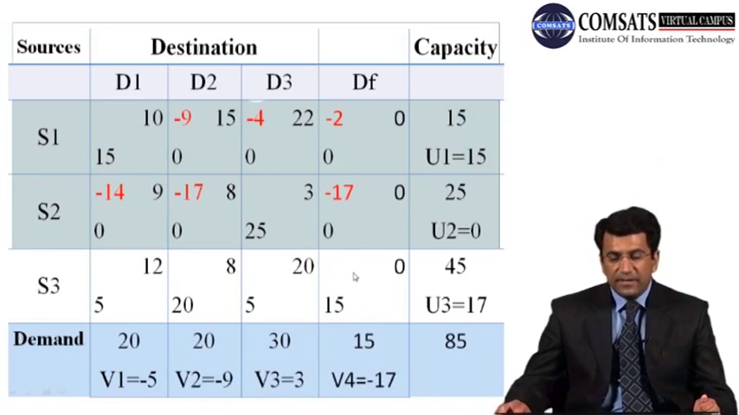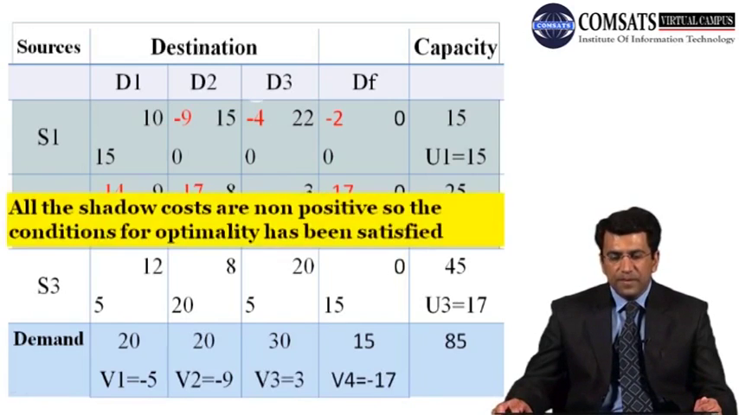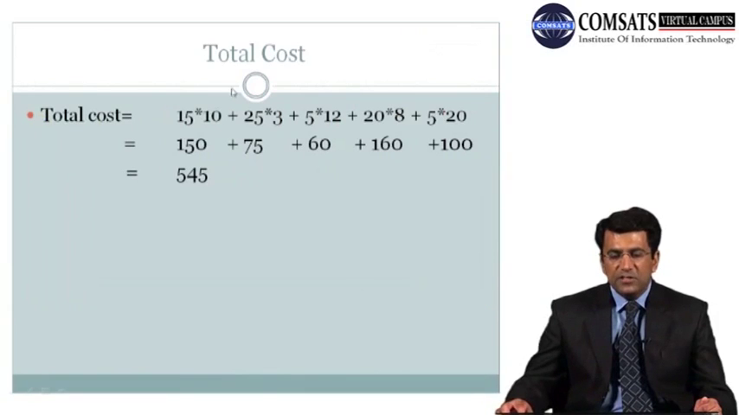So if we supply that particular quantity, that is 15, from source S3 to this fictitious or dummy destination DF, there will be no cost, because we have put that destination ourselves. So this is the total transportation plan for this particular problem, and you can see that this is the total cost for this transportation plan.